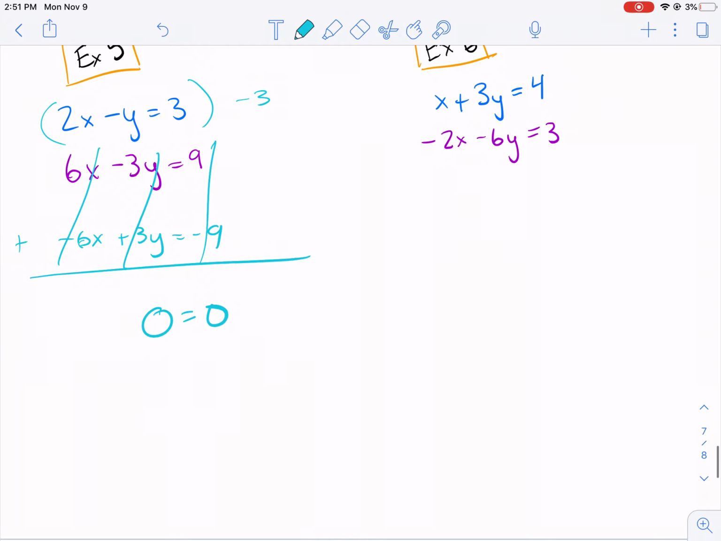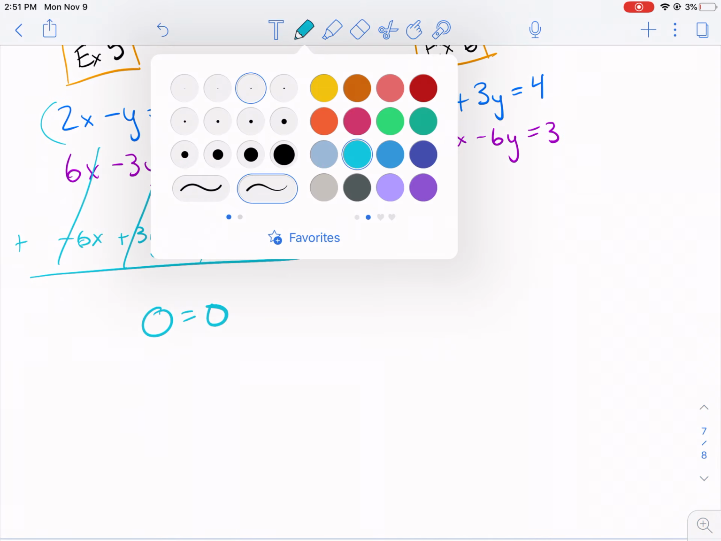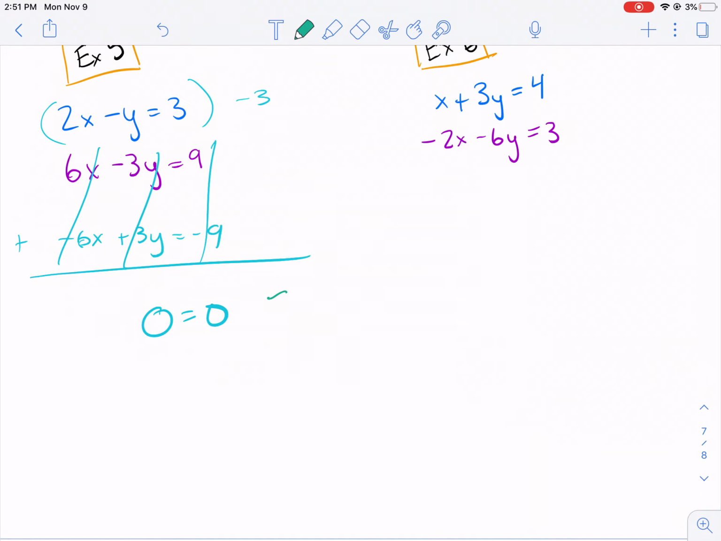What does that mean? If you get 0 equals 0, that means that's true. That's a true statement. This is all real solutions. Okay, this is infinite solutions. I like that better. So this is infinite solutions. Okay, they're the same line. Same line. They are a dependent system. That's one way to see it.